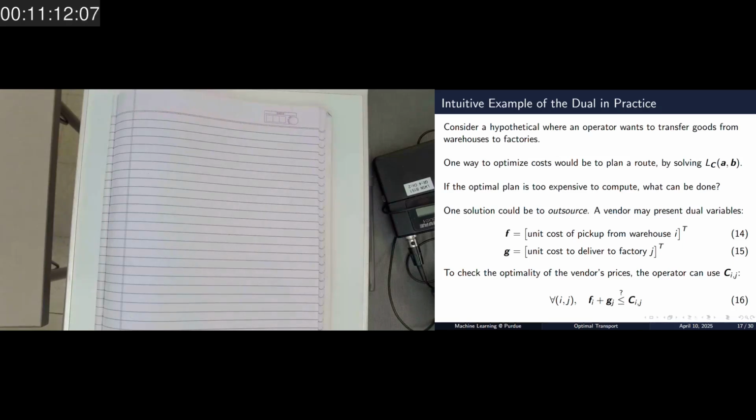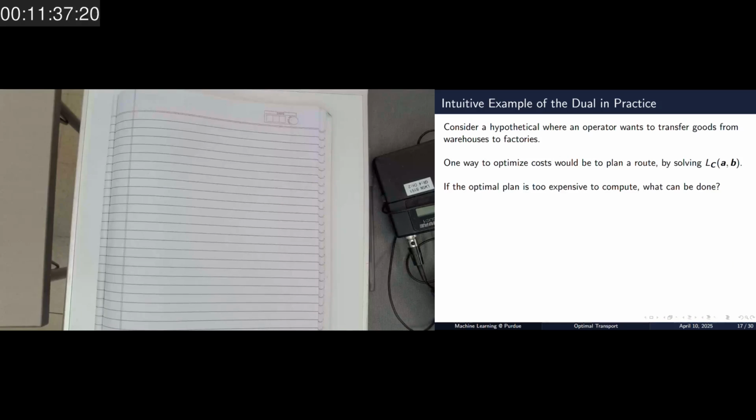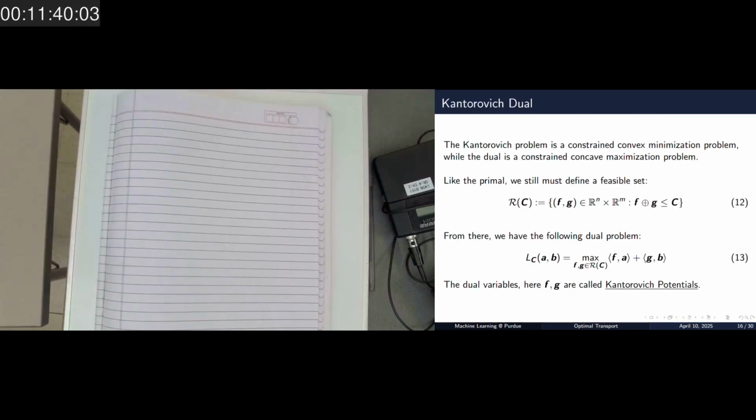In order to do a soft check on the vendor's prices, to see if the vendor can obtain a plan that is better than what they can do internally, the very simple check is to just add F_i plus G_j and see if it is less than C_ij for all i, j. And now if you look at this equation a little bit closely, you identify that this equation is exactly the same as the feasibility criteria, or the feasibility constraint, in equation number 12, right?